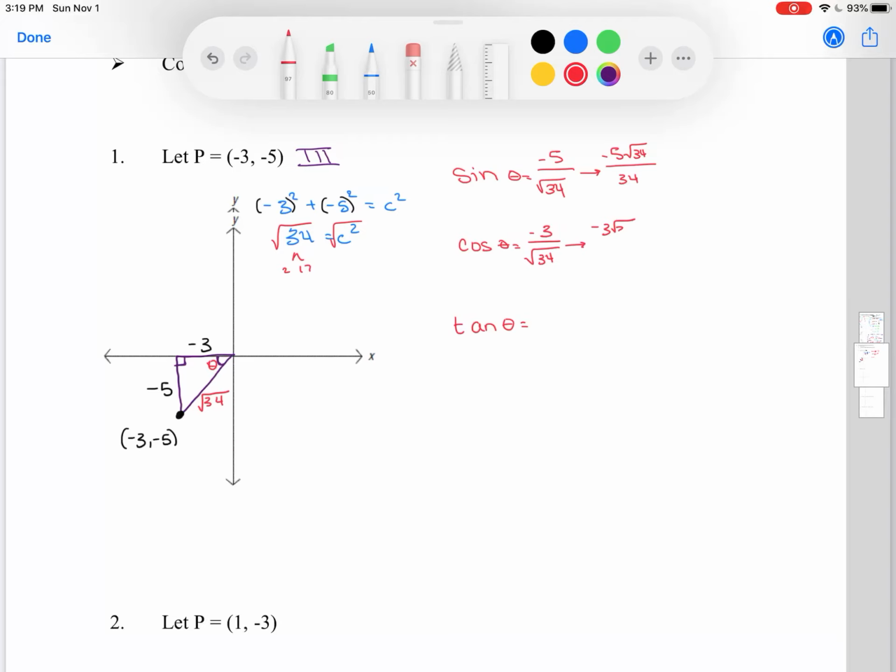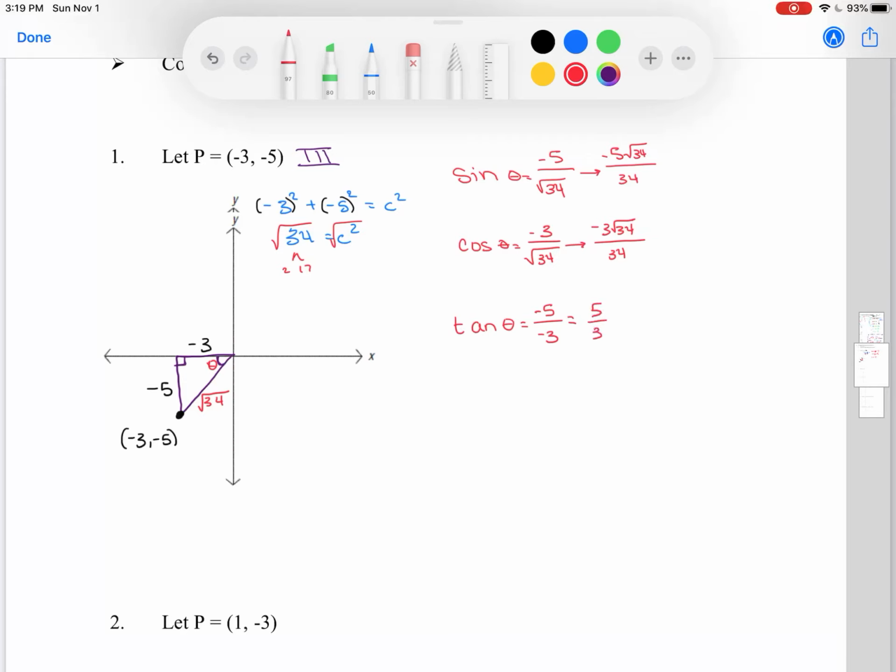Cosine, adjacent over hypotenuse. Remember, if they have a negative associated with them, you are including that negative with it as well when you do adjacents and opposites. We don't like the root in the denominator, so our final answer should be -3 square root of 34 all over 34.